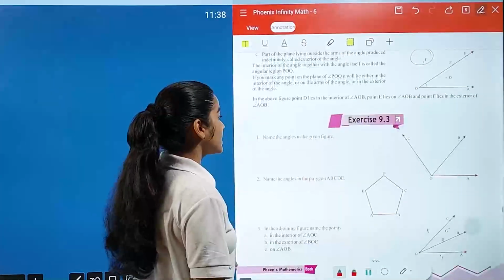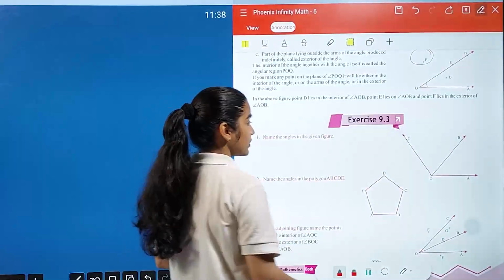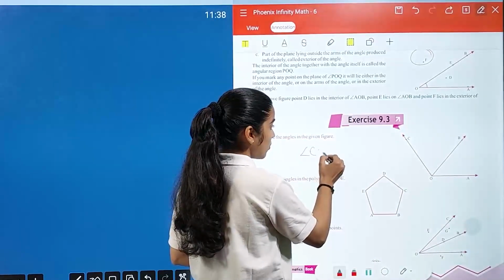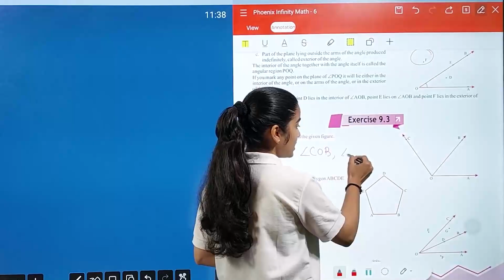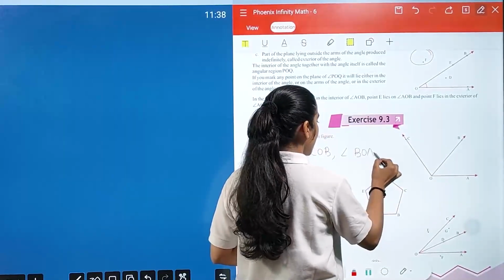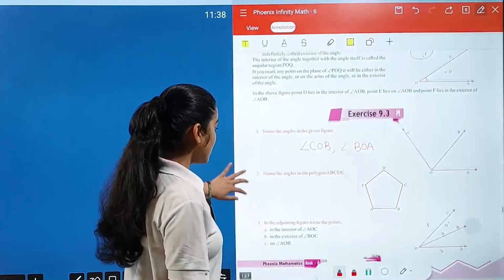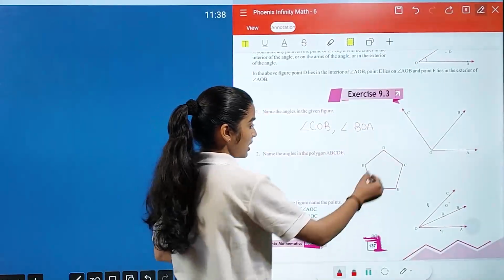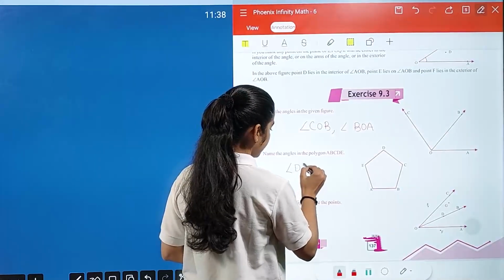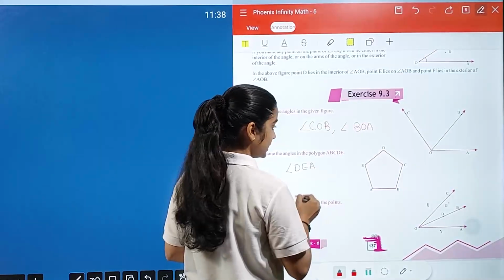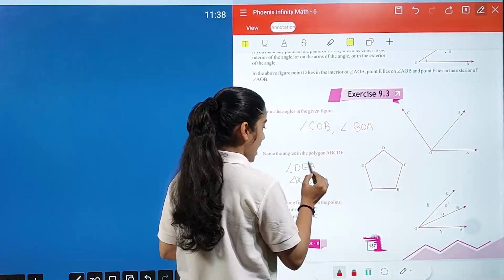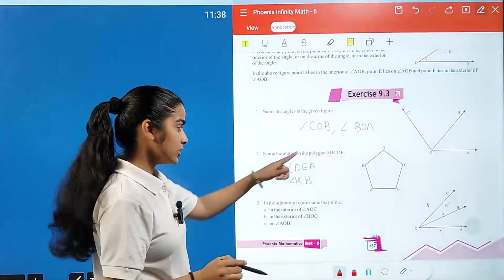Now we have our exercise 9.3. Name the angles in the given figure. So angle COB. After this again angle BOA. So these are the two angles we have in the figure. Now name the angles in the polygon. So DEA, DCB, and the rest of the angles you have to mention on your own.